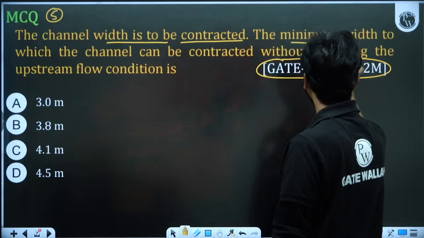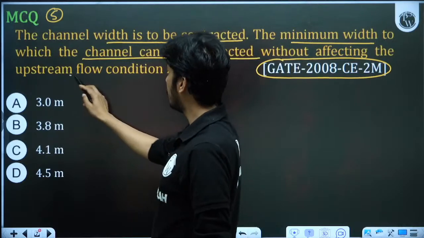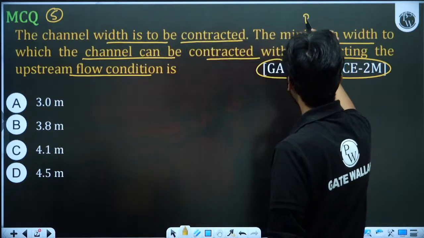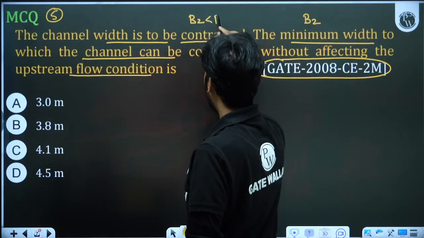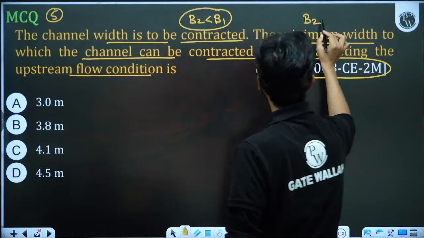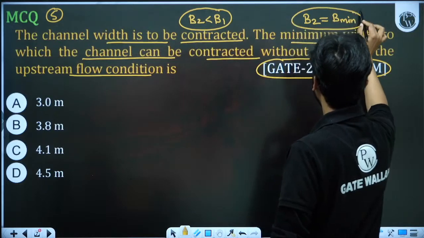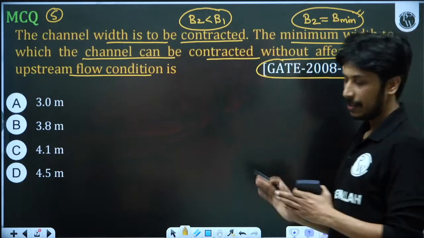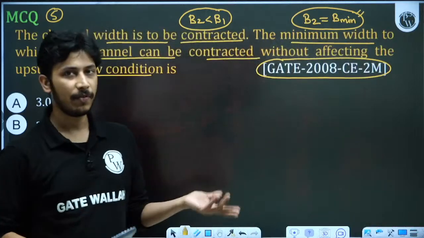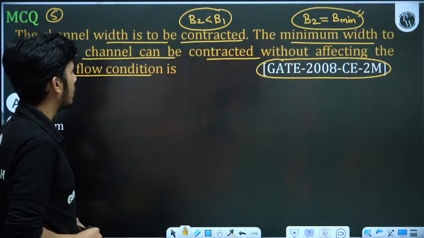The minimum width to which the channel can be contracted without affecting the upstream flow. Minimum width means B2 will be lesser than B1, and whatever is B2, that is the minimum value. You cannot reduce the B2 value beyond this B minimum. So width contraction means the downstream side width is lesser than B1, and minimum means B2 is equal to B minimum. These two have different meanings.